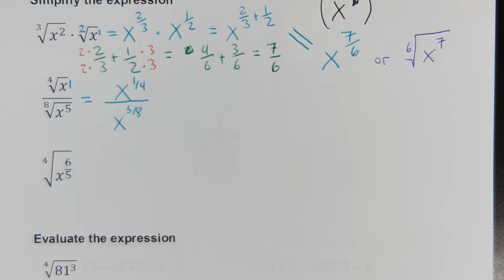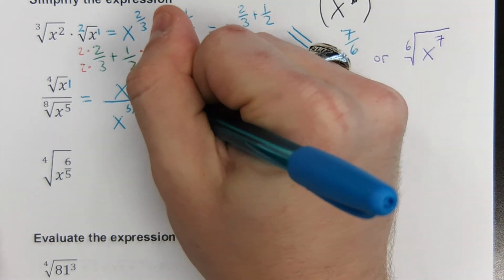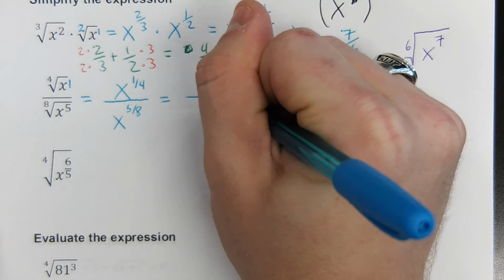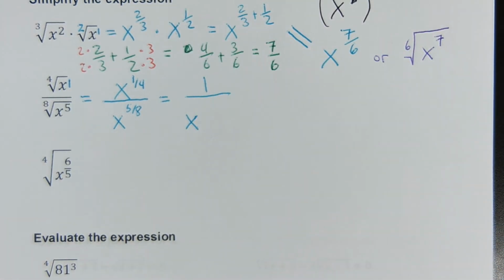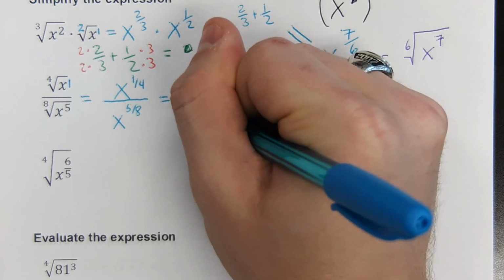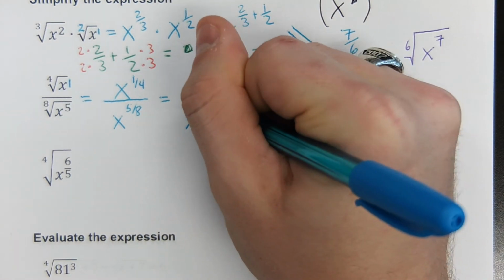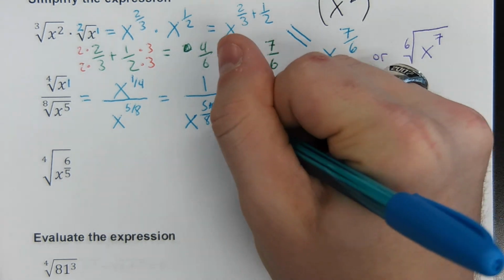That means in the result, I won't have any x's on the top. All my x's will be in the bottom because 5/8 is larger than 1/4. So I get 1 over x to the, and when you divide two numbers with the same base, what do we do with their exponents? Subtract. And since we've already decided where it's going to be, we're always going to do bigger exponent minus smaller exponent. So it's going to be 5 over 8 minus 1 over 4.